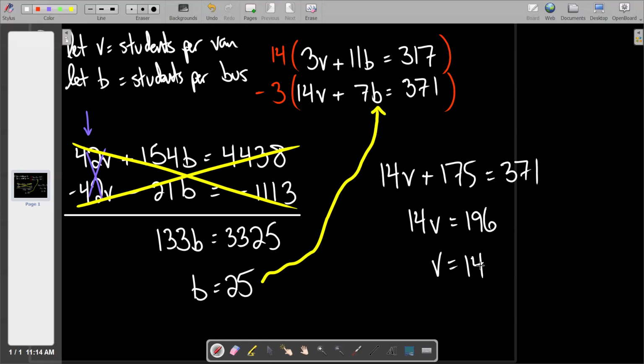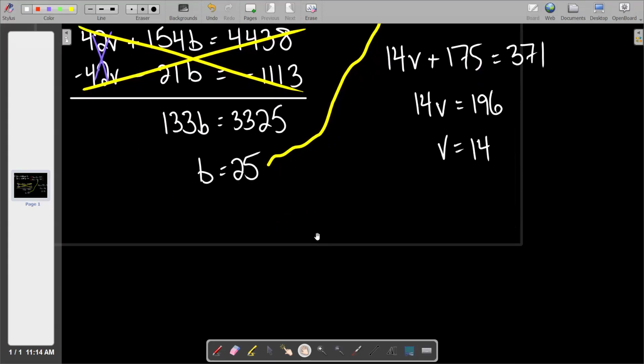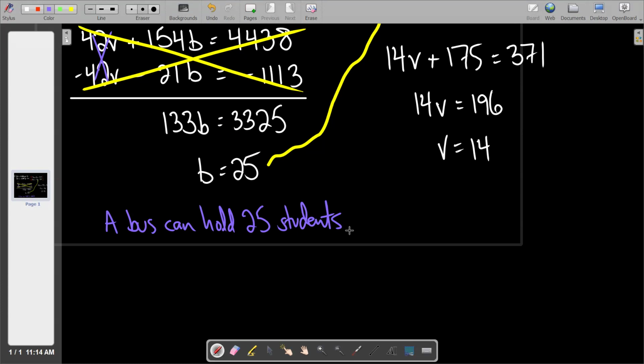Step 4, answer the dang question, right? Use a complete sentence. That's not something where I don't want your input or how you feel about it. It's just what we do when we solve word problems. So we're going to say very simply, a bus can hold 25 students. You can write 2 sentences if you want. I just like to do the independent clauses or whatever. So comma, and a van can hold 14 students.